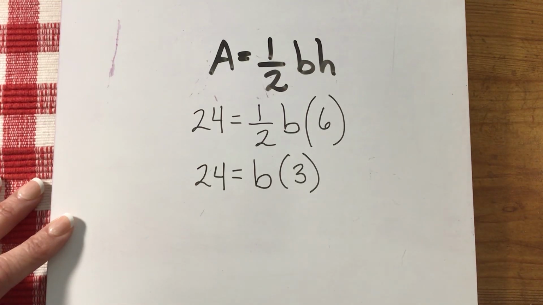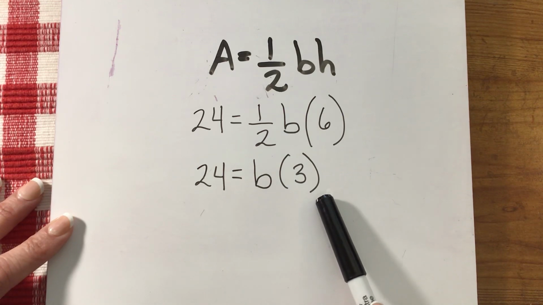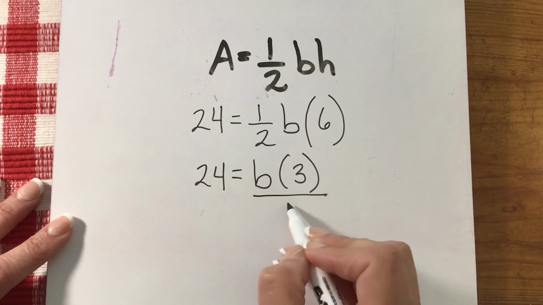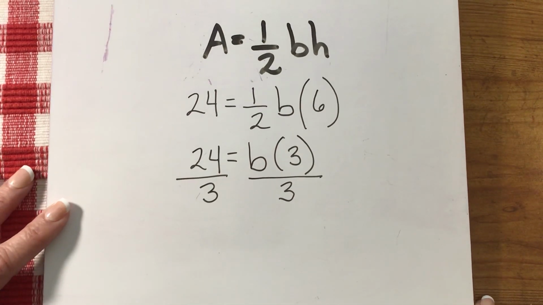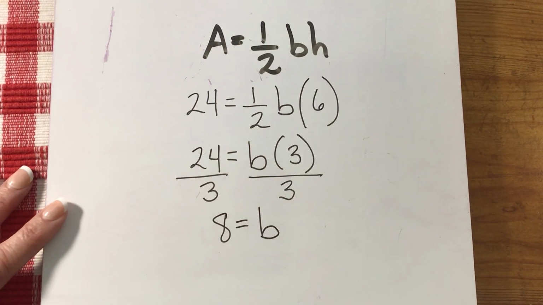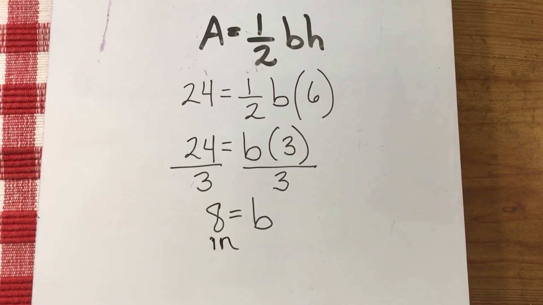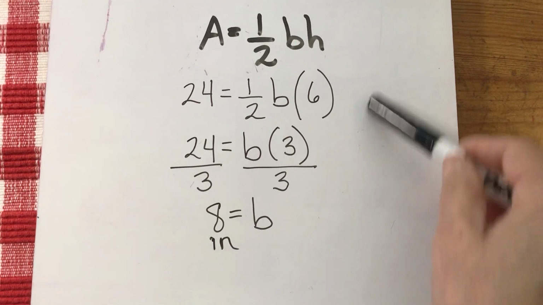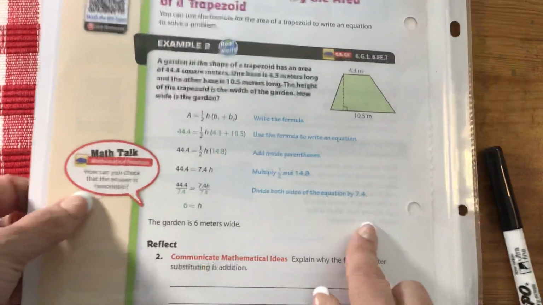I want B to be all by itself. Remember, this is a multiplication problem, so I need to do the opposite or the inverse operation. Whatever I do to one side, I've got to do to the other side. My base is going to be 8 inches. Okay, hopefully I didn't trip you up here. All right, so yeah, the answer is 8 inches is going to be your base. Okay, back page.